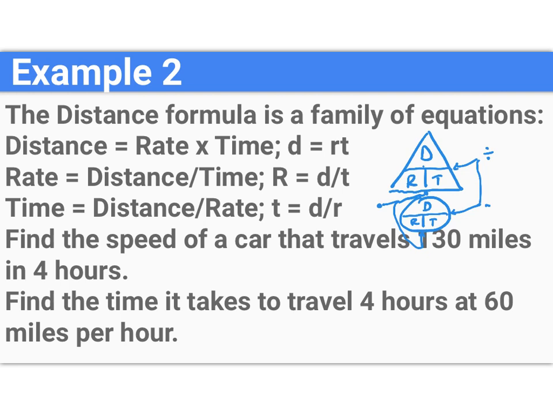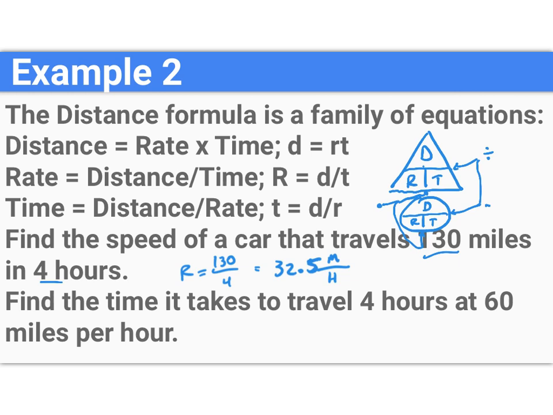So find the speed of a car that travels 130 miles in 4 hours. So we stick it in: our distance, 130, 4 hours is a time, and that will give us the rate. And so 130 divided by 4 is 32.5 miles per hour.